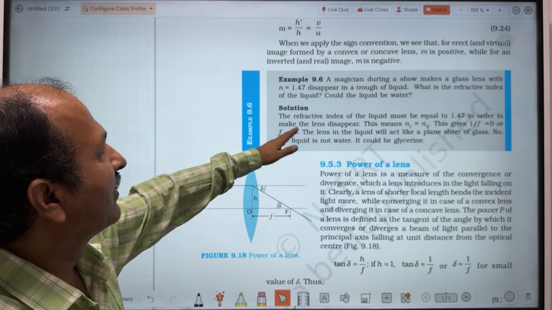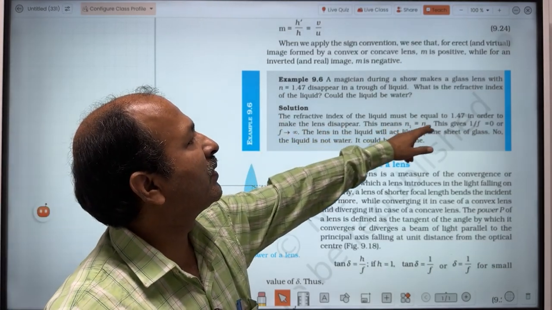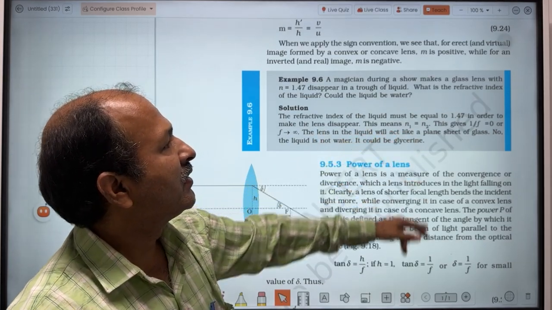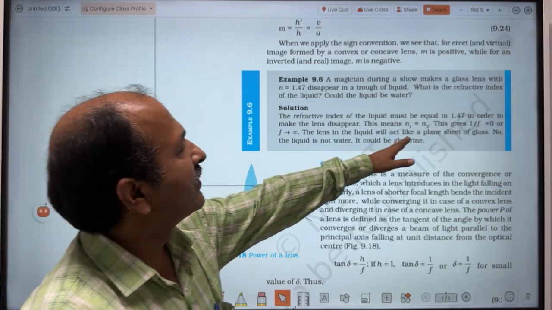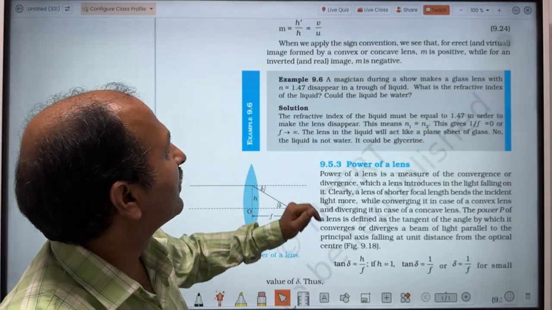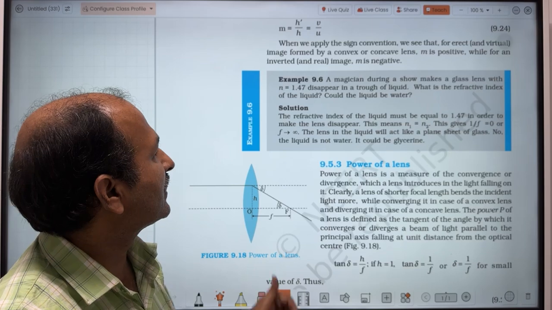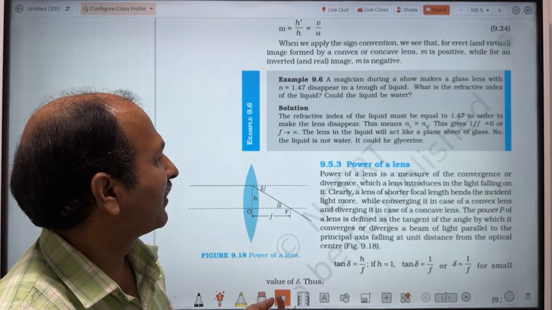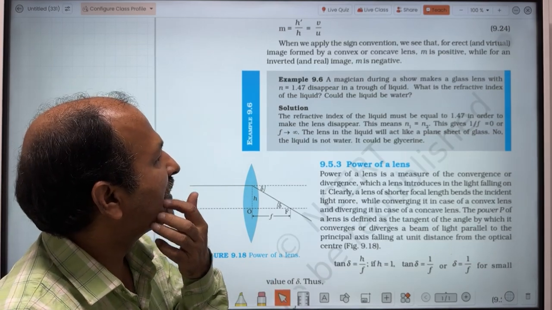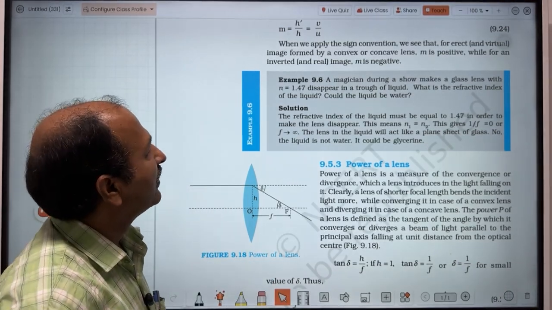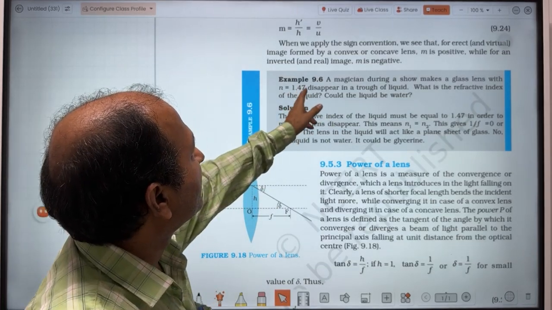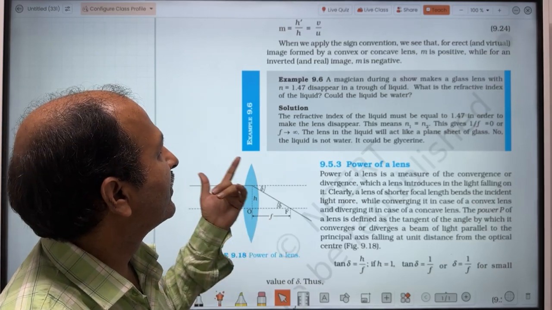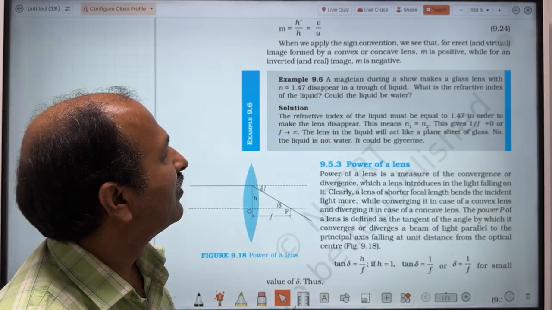So here, what is happening? The refractive index of the liquid must be equal to 1.47 in order to make the lens disappear. This means that N1 and N2 will be the same. So from the previous formula, this gives 1 upon f equal to 0, or f equal to infinity. So we can say that this lens will behave like a plain glass sheet, and it can't be water. It could be glycerine, because water has a refractive index of 1.33, and here the refractive index of the material is 1.47. So of course, if it is disappearing, it means the liquid must have a refractive index either equal to 1.47 or more than that.